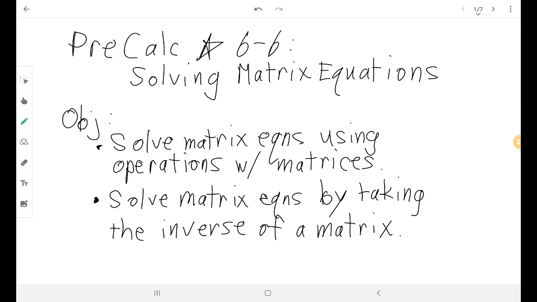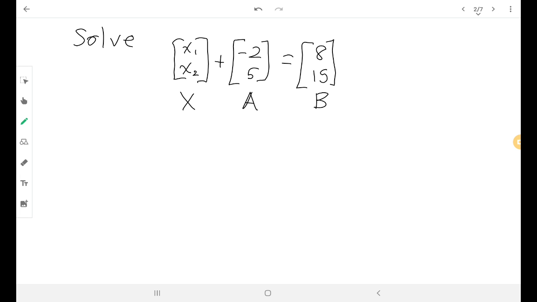Hello, we are going to be working on Edgenuity Precalculus, Section 6.6, called Solving Matrix Equations. There are two objectives to this section. One of them is to solve matrix equations using operations with matrices, and the other is to solve matrix equations by taking the inverse of a matrix. So these are the things that I will be going over today.